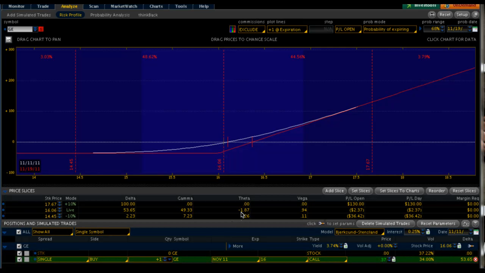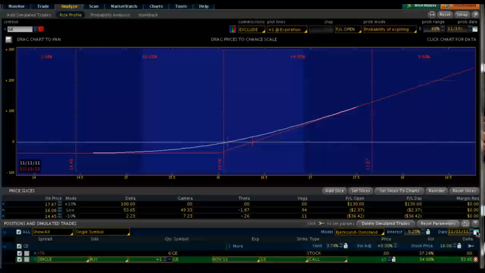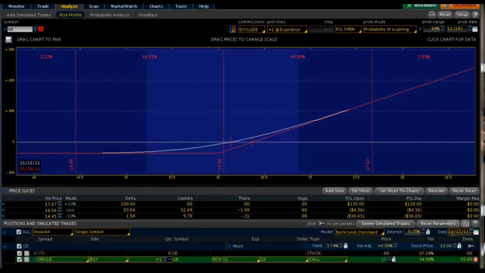You'll hear things like positive theta. But right now we're negative theta because we want the stock to go up. So with negative theta, you are paying out. You are losing $1.87 each day if the volatility stays the same. So each day you move up to the 12th.